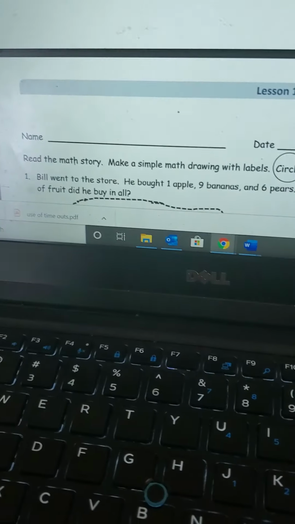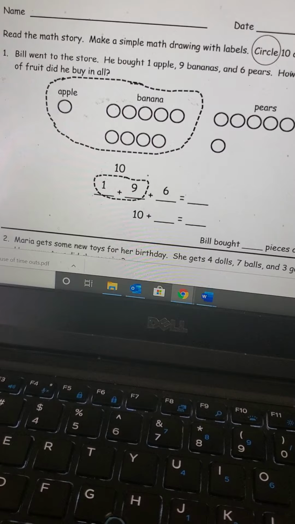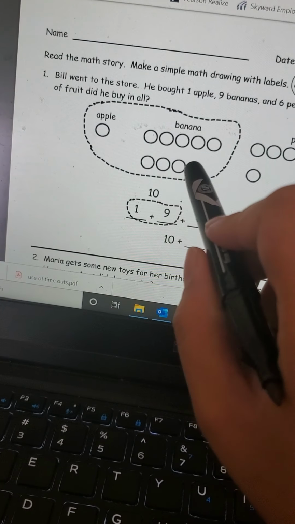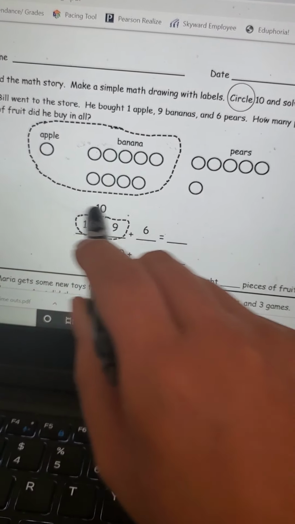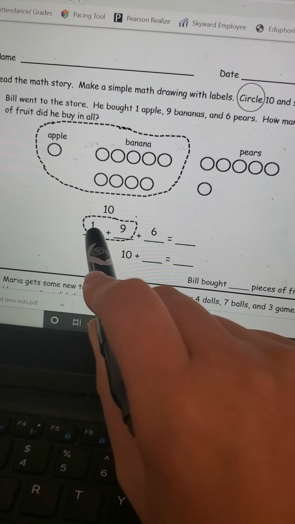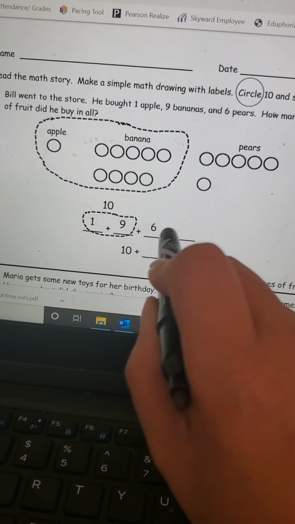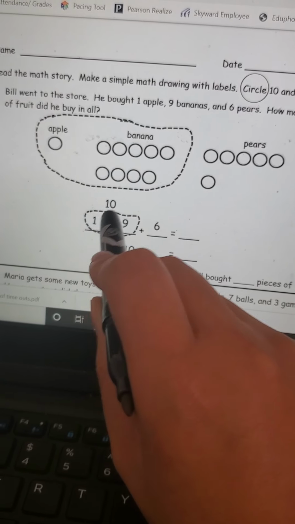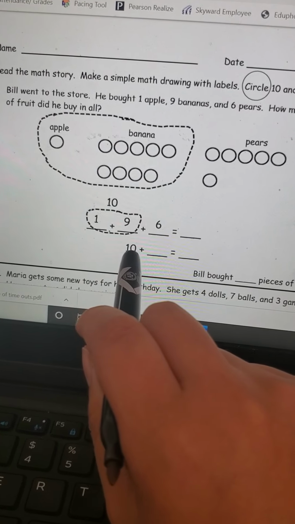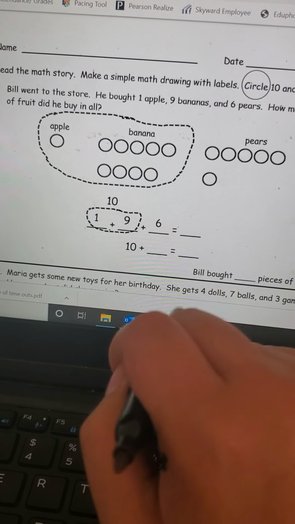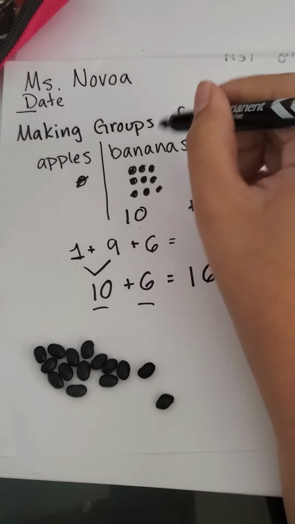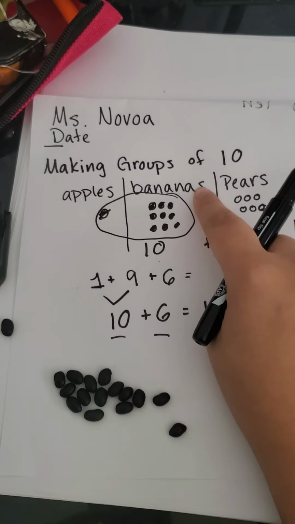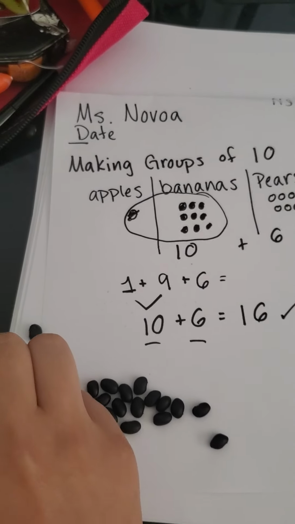Okay, so let's check our answer. Here we go. 1 apple, 9 bananas, 6 pears. You see how they grouped the 10? They combined the 1 and the 9 to make a 10, and that's easier to work with because it's 10 plus 6 equals, and my answer was 16. Bill bought 16 pieces of fruit. Okay, so that's what they mean by making groups of 10. Okay, so that's my example.